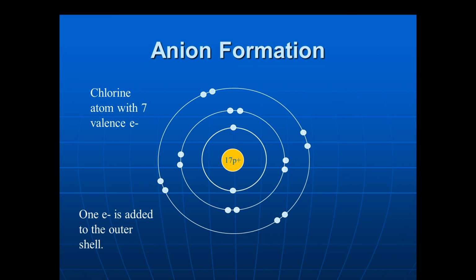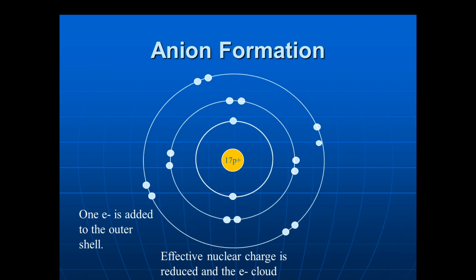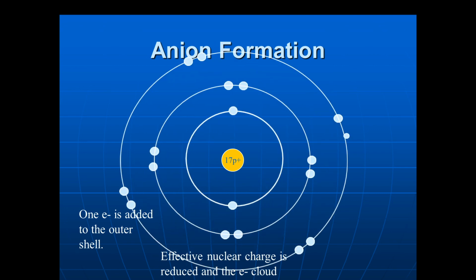But students, what will happen here? There are 17 protons and the number of electrons will be more. So the effective nuclear charge over the electrons will decrease. Finally, the effective nuclear charge is reduced, and the electron cloud will expand like this, and the size will become bigger.